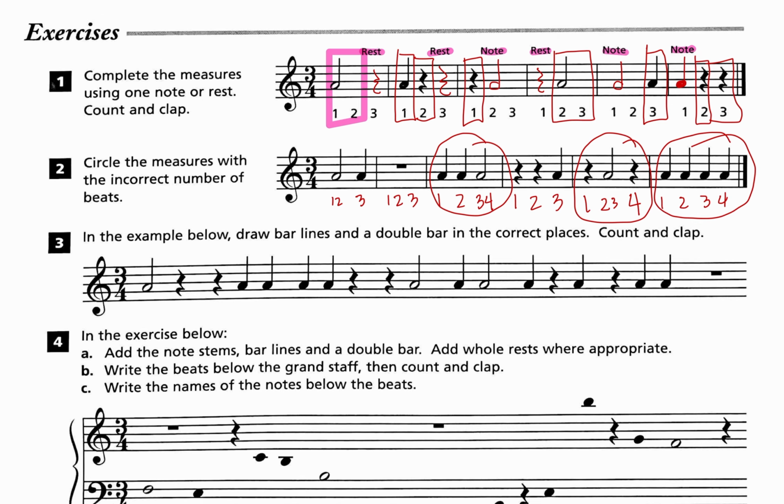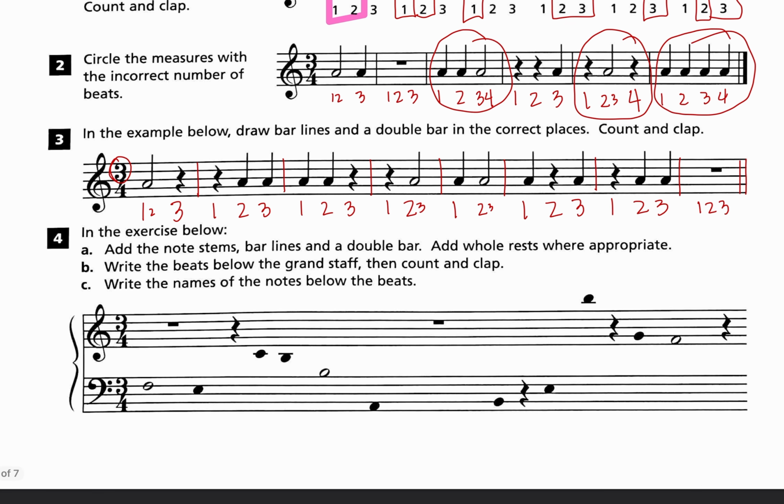Okay, on exercise 3, it wants us to draw in bar lines and a double bar line at the end. So every 3 beats, because we're in 3/4 time, we're going to draw a bar line. Half note gets 2 beats, 1, 2. Quarter rest gets 1, which is beat 3, bar line, 1, 2, 3, bar line, and so on, bar line after every 3 beats. Whole rests follow the whole rest rule, getting 3 beats, and a double bar line.